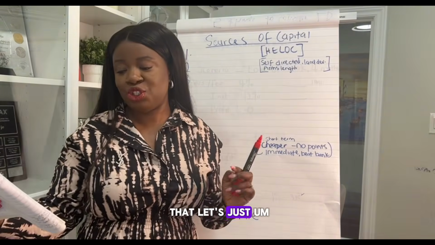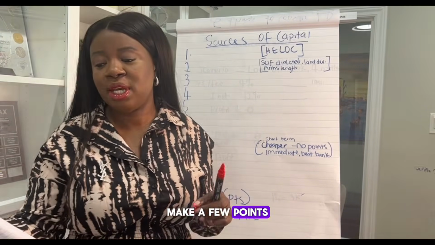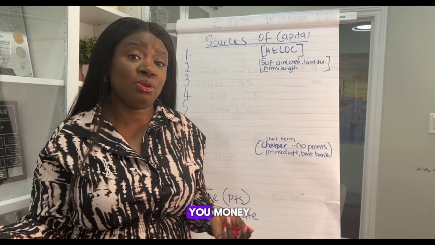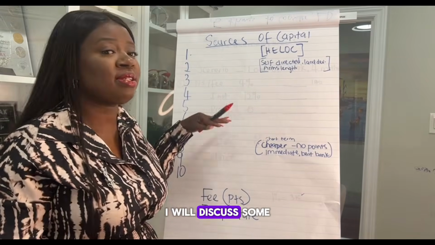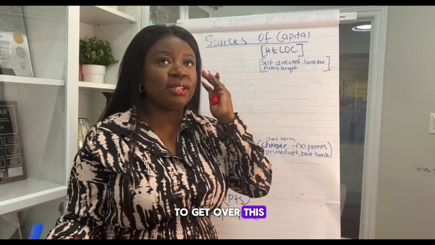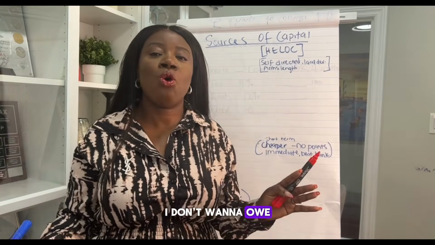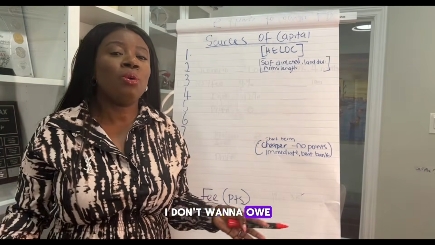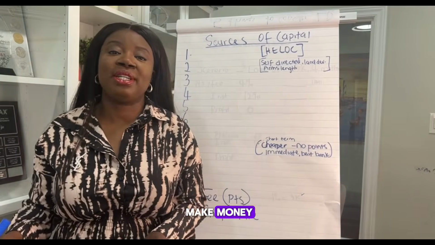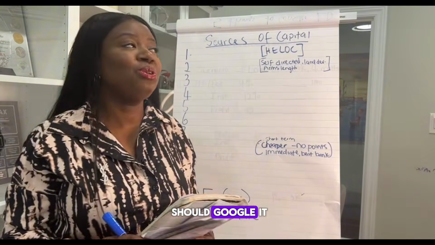Before we go into that, let's just make a few points. Good debt makes you money, but bad debt costs you money. So you will see that I will discuss some of the sources of money, but we also have to get over this mindset of I don't want to owe anybody anything. I don't want to owe money. I don't want to do all of that. You need to use other people's money to make money. It's called OPM. You should Google it.